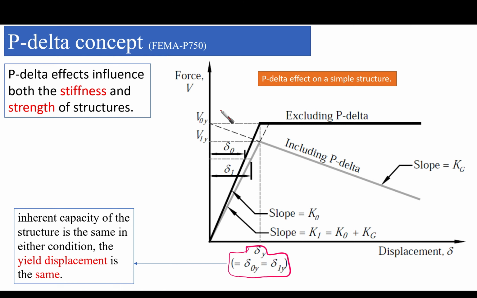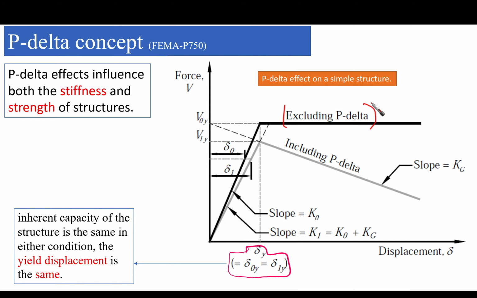So we are plotting here a very simple structure. This is a simple structure, as you can see here, and we have two pushover curves here. One is the dark one, and the other one is the lighter one. The dark one is the pushover curve of a structure excluding P-delta. Okay, this is with the exclusion of P-delta. And the other one, which is this gray, is including P-delta.